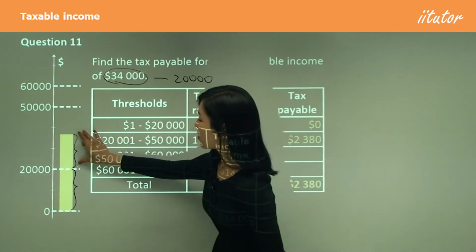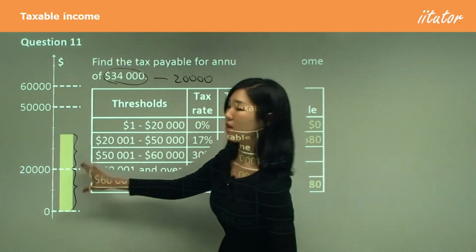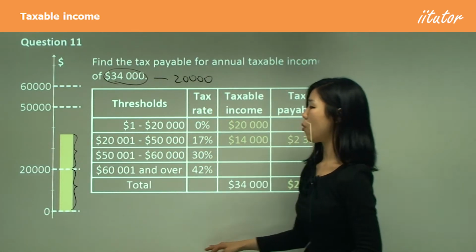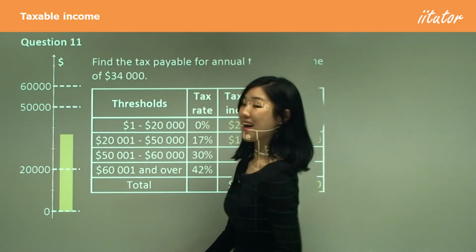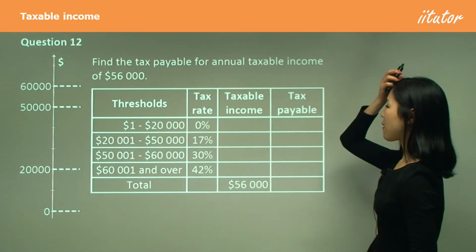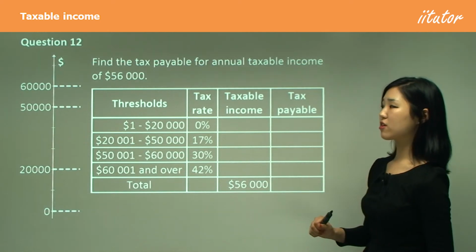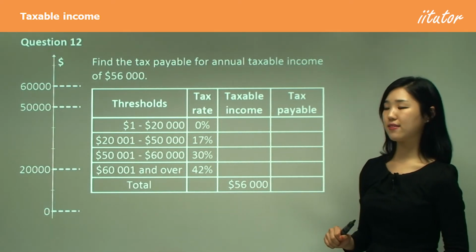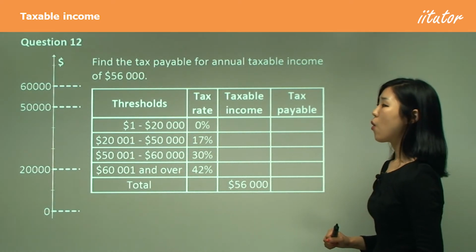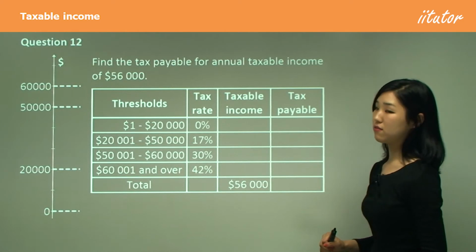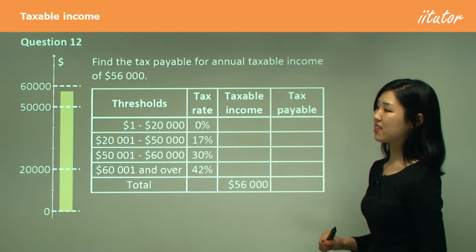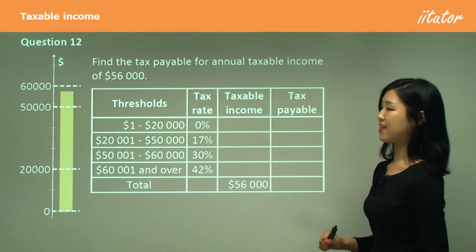For this much, we calculate 17%. This much, 0%. So you've got to understand where taxable income lies in. Find the tax payable for annual taxable income of $56,000. Have a look, guys. Think about where the $56,000 lies in. Well, it's going to be definitely greater than 50,000, so I'm saying it's approximately there, not exceeding 60,000.